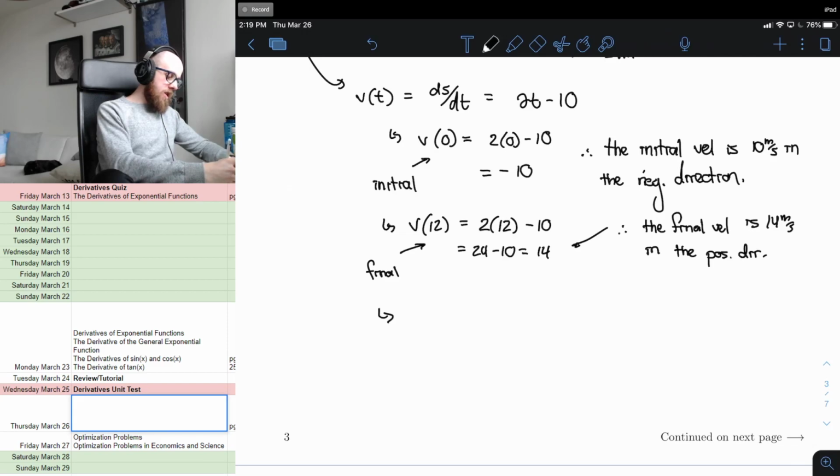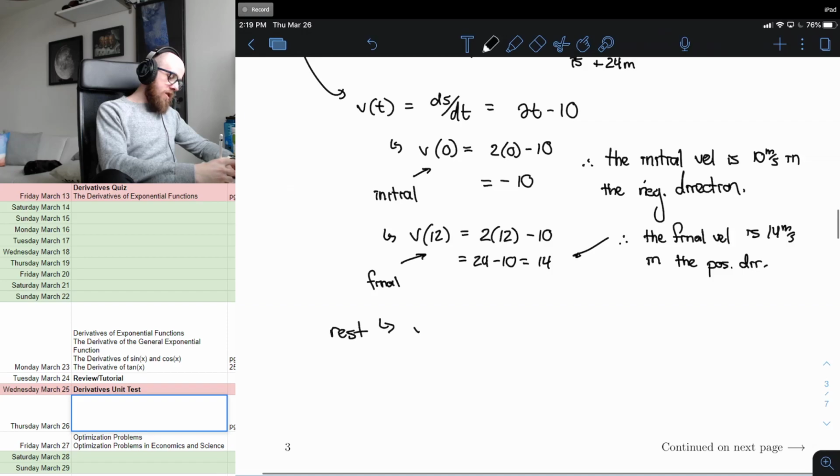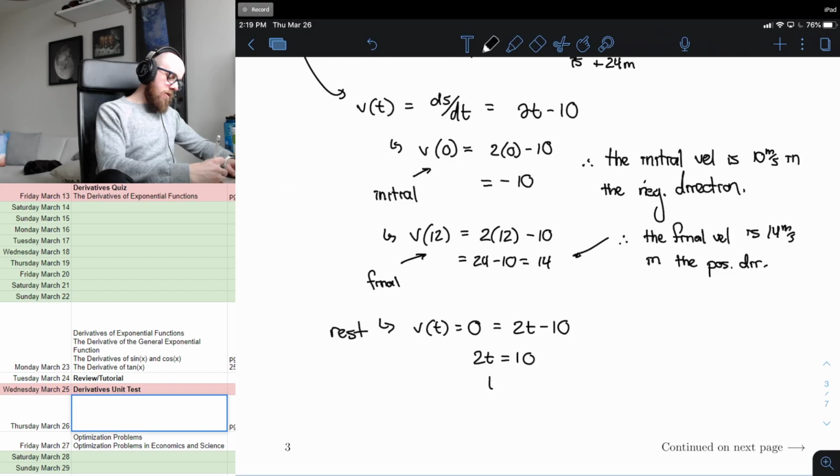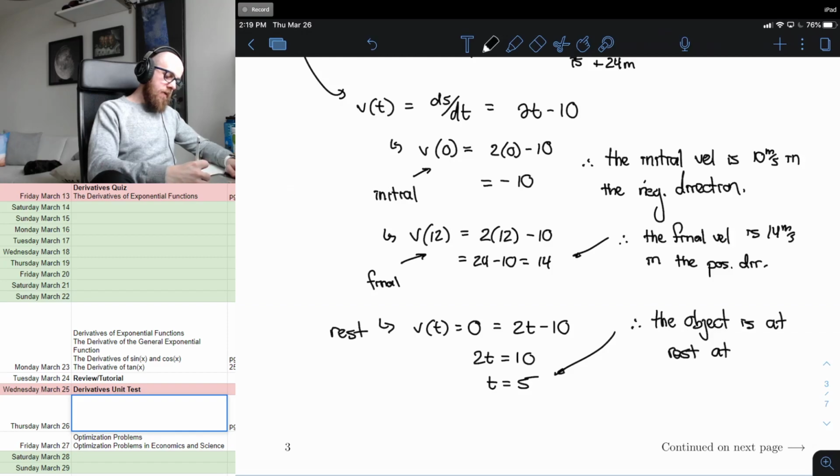So here we can say we're looking for rest. So that's setting the velocity equal to 0. So we have 2t minus 10. And we can rearrange this thing. We get 2t equals 10, which means t is equal to 5. Okay. So what this tells us is therefore the object is at rest at t is equal to 5 seconds.